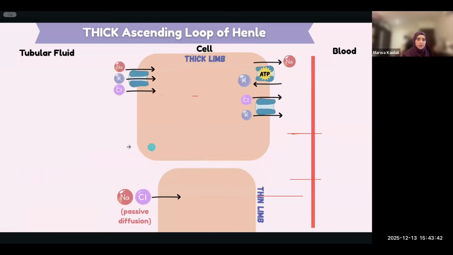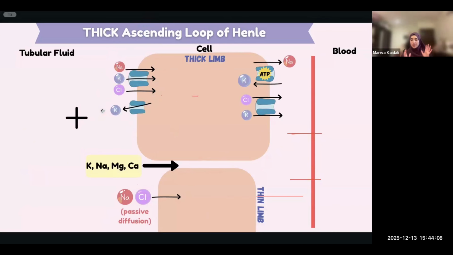Next, for the thick limb of Henle, we're going to have this important transporter called the sodium potassium chloride co-transporter. And what it's going to do basically is take in sodium, potassium, and chloride, right? And what's going to happen is that some of this potassium that is coming inside of the cell is going to back leak outside of the cell. Okay, so this is what's going to happen. We're going to have some of the potassium going outside.